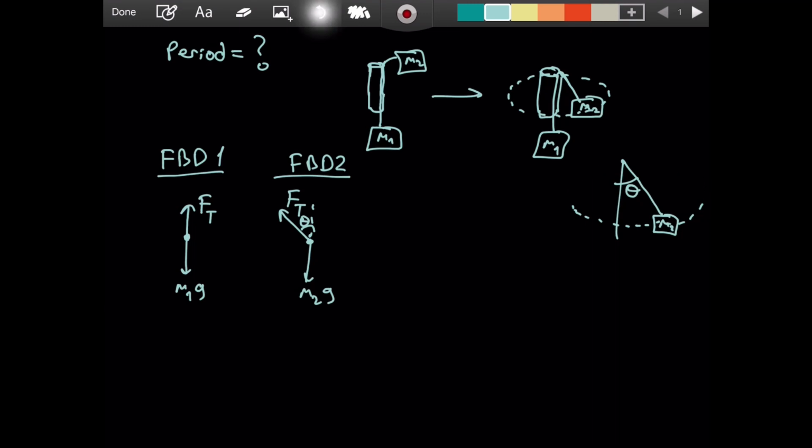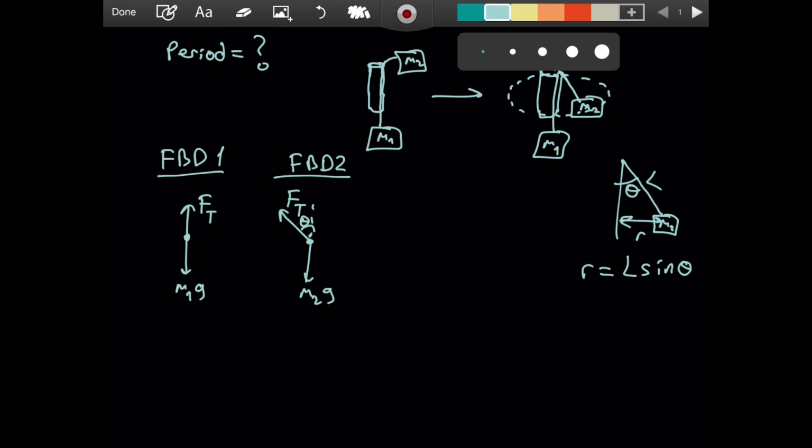Let me erase this dashed line. Okay, this is at the rightmost point. If this is the rightmost point, then this is the radius, and this is the length of the rope. So what is the radius of the circular motion? It is L sine of theta, because R is the opposite side if you're focusing on theta.